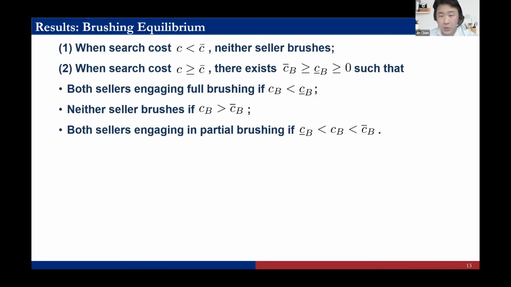And when the search cost is no longer low, the consumers may not search the low-ranking product, and therefore the brushing costs start to play a crucial role in shaping the equilibrium. It is intuitive that when faking orders is costless, both sellers will fake orders with no doubt. But when faking orders is costly, neither seller will fake orders. The most intriguing case is when the cost of faking orders is intermediate. Then both sellers will brush with certain probability. So they are playing a mixed strategy equilibrium.